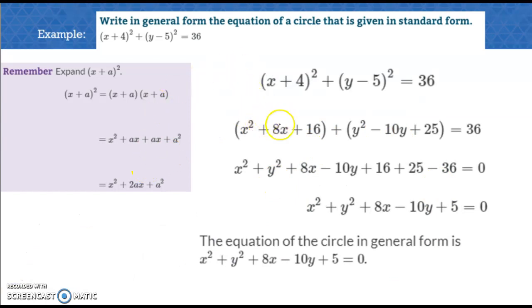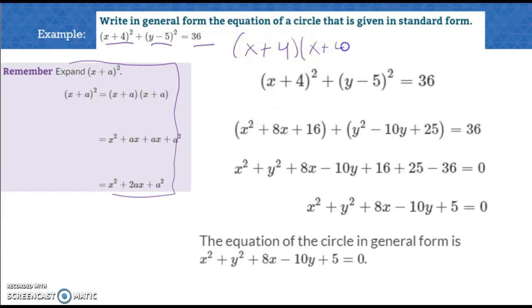Now let's look here. We want to write in general form the equation of a circle that is given in standard form. Here's our standard form: (x plus 4) squared plus (y minus 5) squared equals 36. The first step is to expand and use our FOIL in order to simplify. Here's a reminder of how you expand, but we're going to actually do it too. (x plus 4) times (x plus 4) plus (y minus 5) times (y minus 5), and remember all of that is equal to 36.